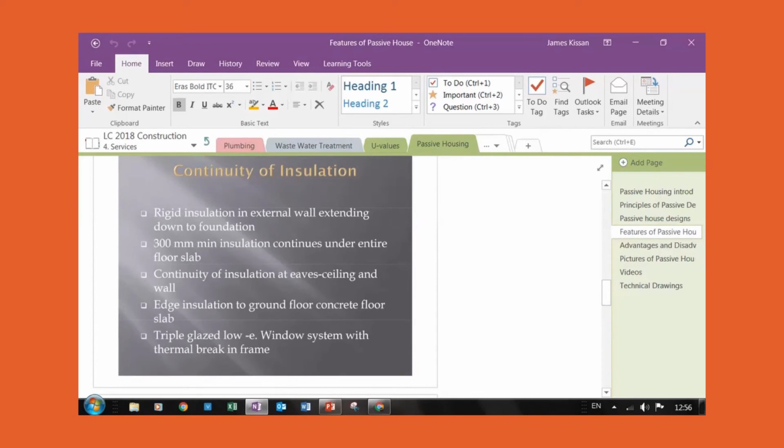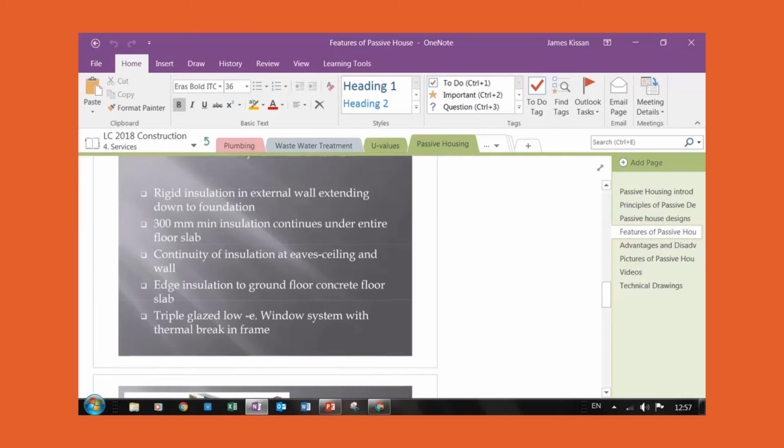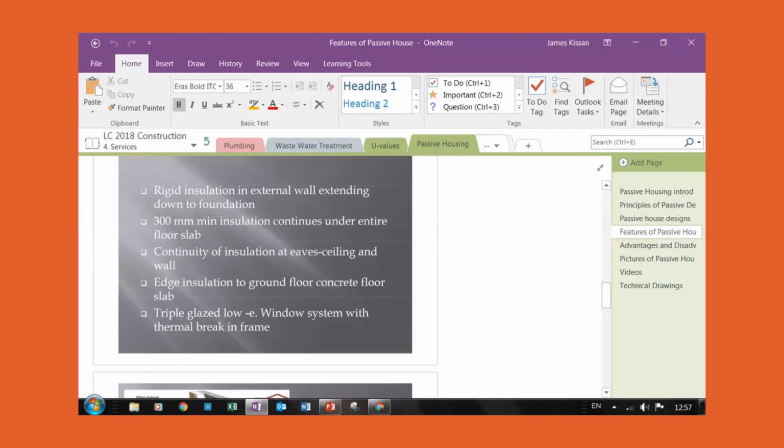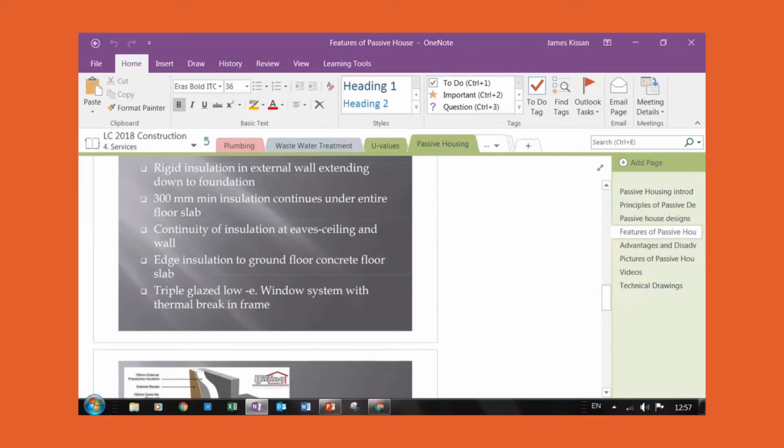Now, insulation. It's probably the most expensive part of a passive house, is the insulation. Because if we look at the insulation levels here, we're looking at rigid insulation in the external walls extending down to the foundation. Then we're looking at 300mm insulation continued underneath the entire floor slab. And I have a few photographs of this as well to show you all this. Continued insulation at the eaves and walls, we'll look at that. And then the edge of insulation to the ground floor, we'll look at that. And then you've got your triple glazed low E window system.